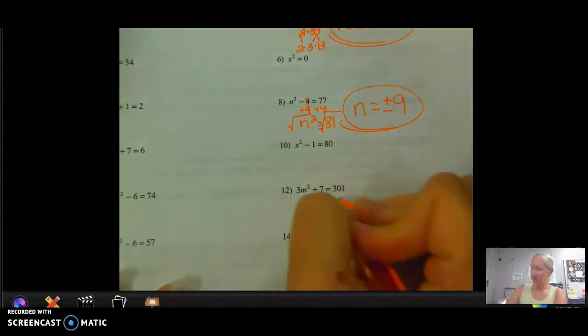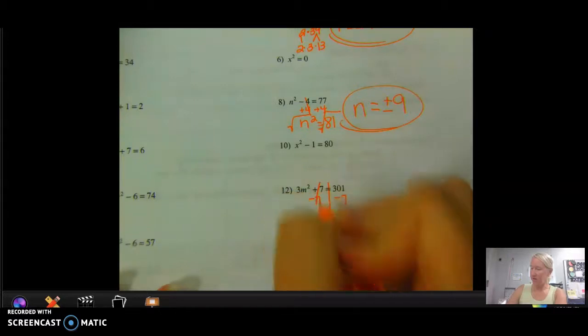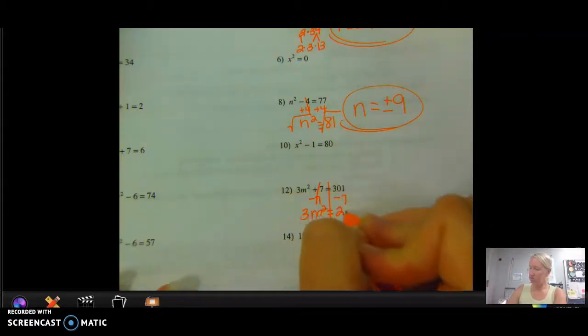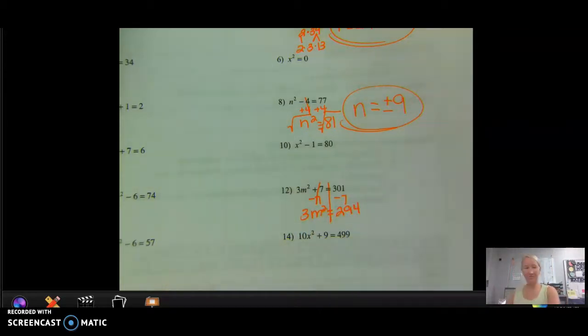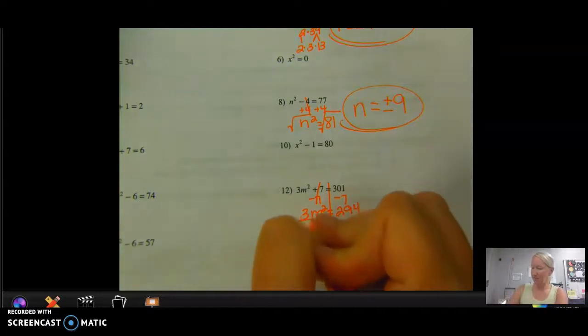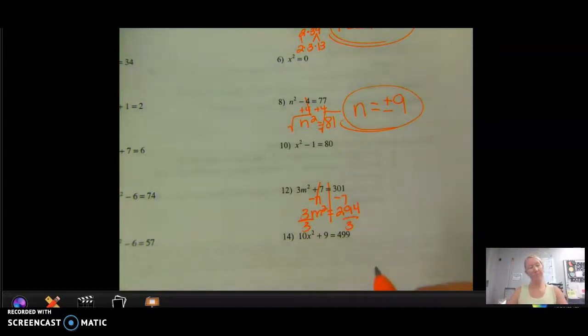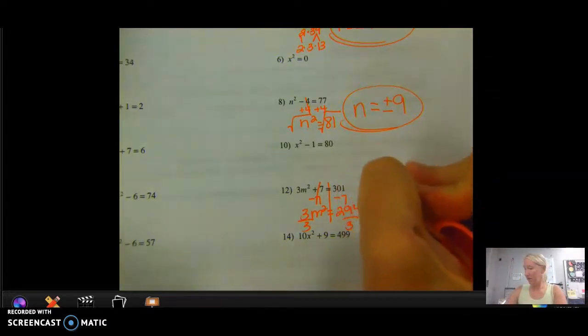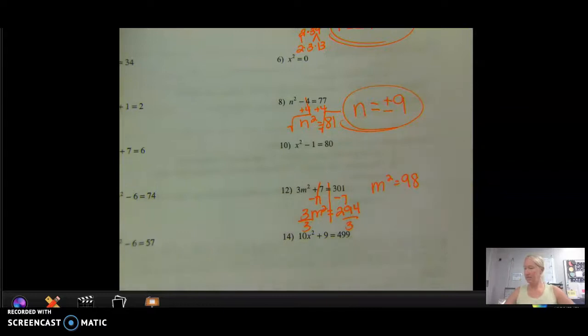I'm going to subtract 7, brick wall it, right? That cancels. 3m squared equals 294, I hope. Yes, right? Hopefully I'm getting that right. Divide by 3, divide by 3. I believe it's 98, but I don't want to make a mistake. Yep, 98. So m squared equals 98.